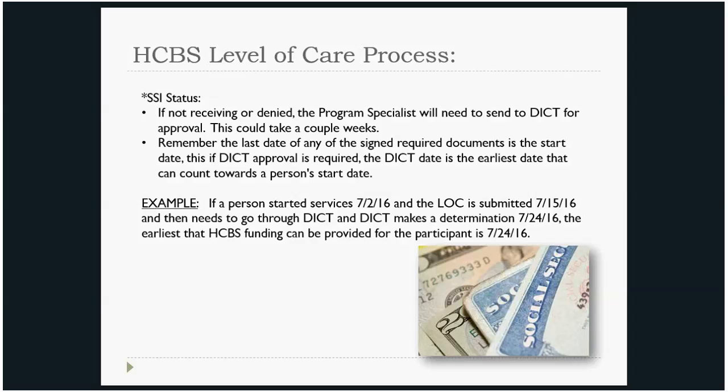I have an example here. So if a person starts services on the 2nd of July, the level of care is submitted the 15th of July, then has to go through DDT. We get that acceptance from them that yes, the person is disabled by the standards that are required. Then the earliest HCBS funding date would be that DDT date of 8/24. And we'll talk more about the dates here in a little bit as well when we talk about the different documents that are required for the level of care.